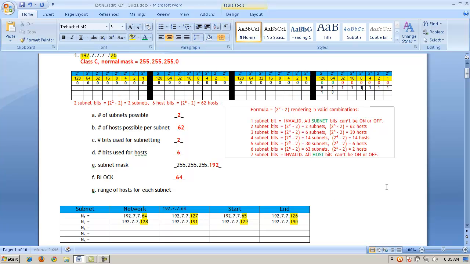If that's the case, what is the first valid IP address? Well, let me turn all these bits off here.